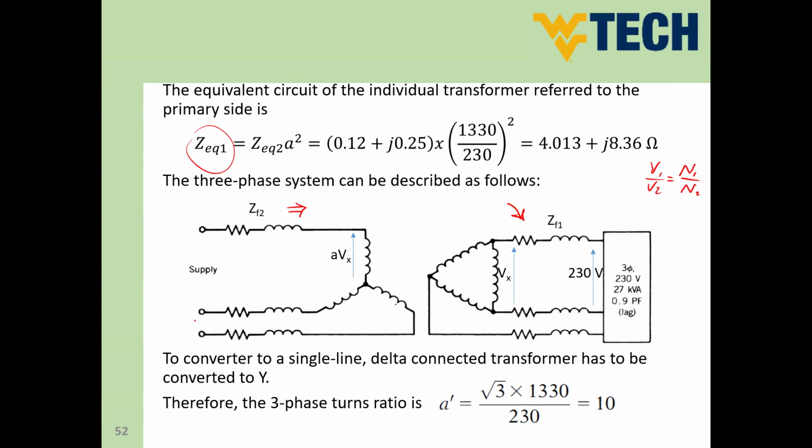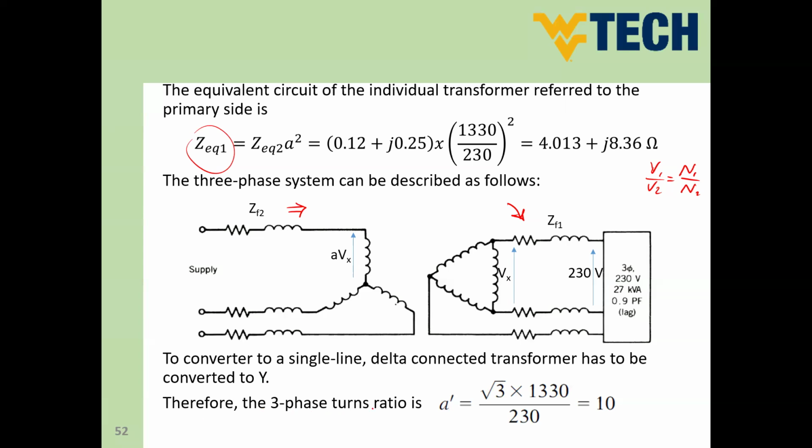Here he mentioned that to convert to a single line diagram, the delta connected transformer has to be converted to Y. This makes sense because if you have a Y connection, a single phase of the Y connection can be considered as a single line diagram. But with a delta connection, no, we cannot have the single line diagram from the equivalent delta. We have to convert delta to Y.